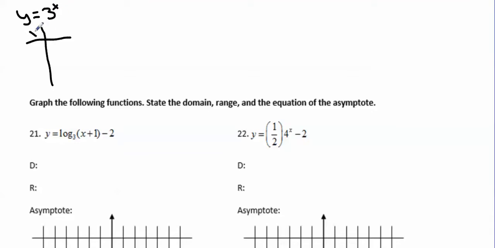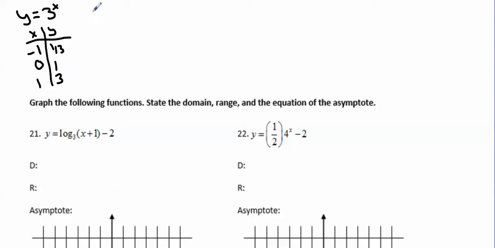I'm going to make a table of values. I have my x, my y, and then I'm just going to pick 3 points for my x. It doesn't matter which 3, but picking 3 points really gives us a good idea of the behavior of the graph, what it looks like. I'm just going to pick -1, 0, and 1. When we evaluate the function at -1, 3 to the -1 is 1/3. 3 to the 0 is 1, and 3 to the first power is 3.